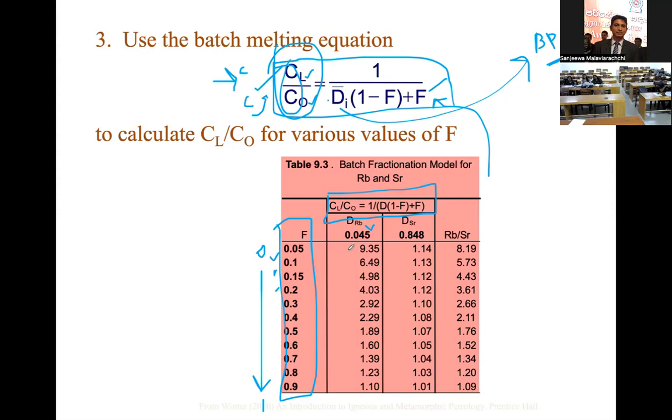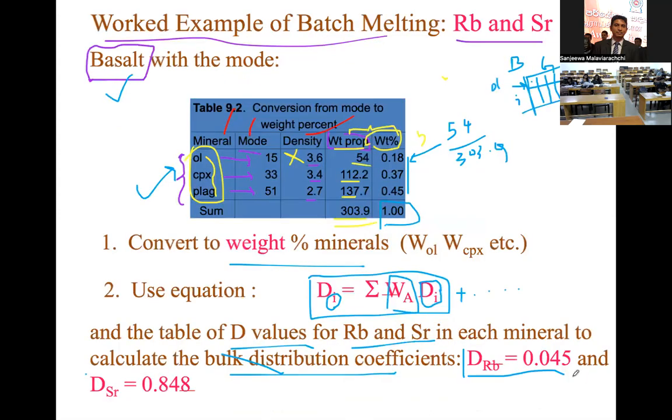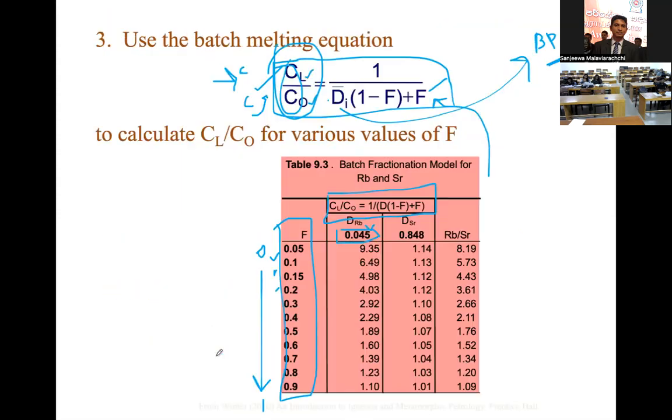So this is the bulk partition coefficient that we just calculated before. Okay. So you calculate this CL over CO for different fractions. You put them there and you get a value here. You put the relevant numbers for this equation, and you get for strontium also another value, like that. So you can see now the values are changing steeply.